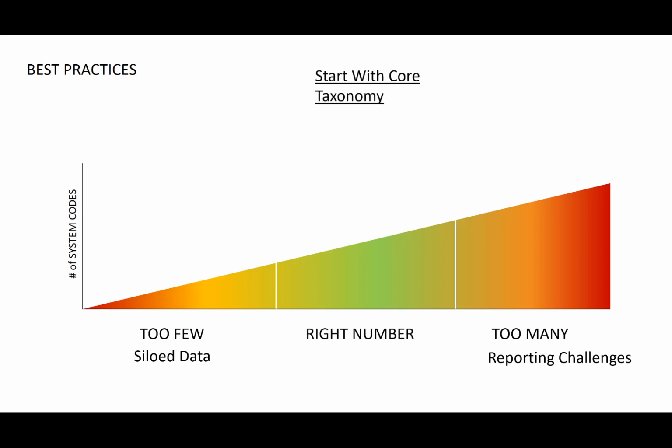The place to start is with your core taxonomy. Things like vendor, customer, product, property, region, market. Things that you commonly use to describe your business that are non-controversial and are going to show up in a lot of places. If you start with those, you're going to be on the right path.